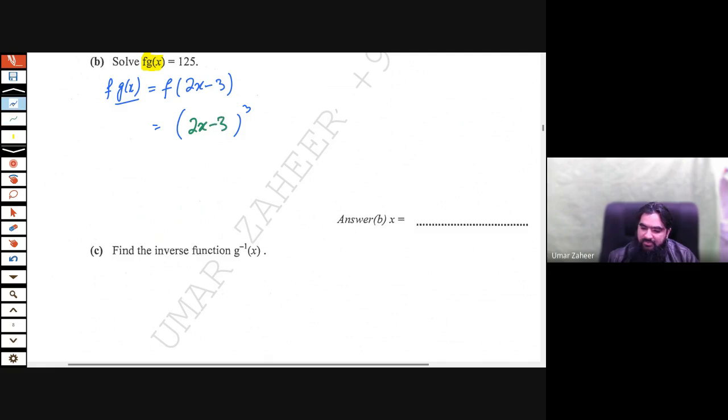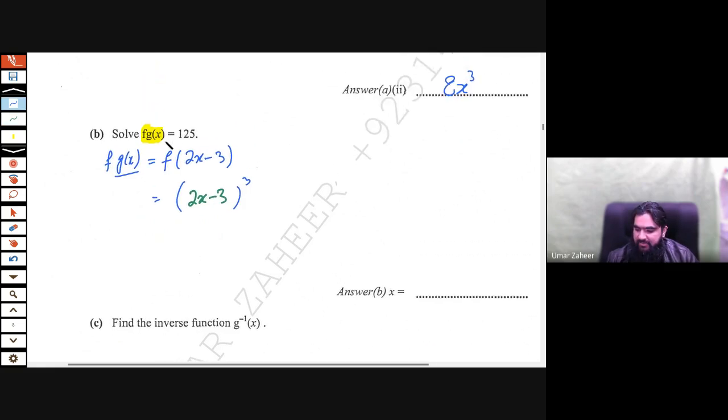So x cubed, at the place of x we will substitute 2x minus 3. And it is given that f of g of x is equal to 125. Now look here, this is the equation we need to solve. Yes, it's algebra now. What is the next step? Anyone? We have to solve the equation, which means we have to make x the subject. What will we do?